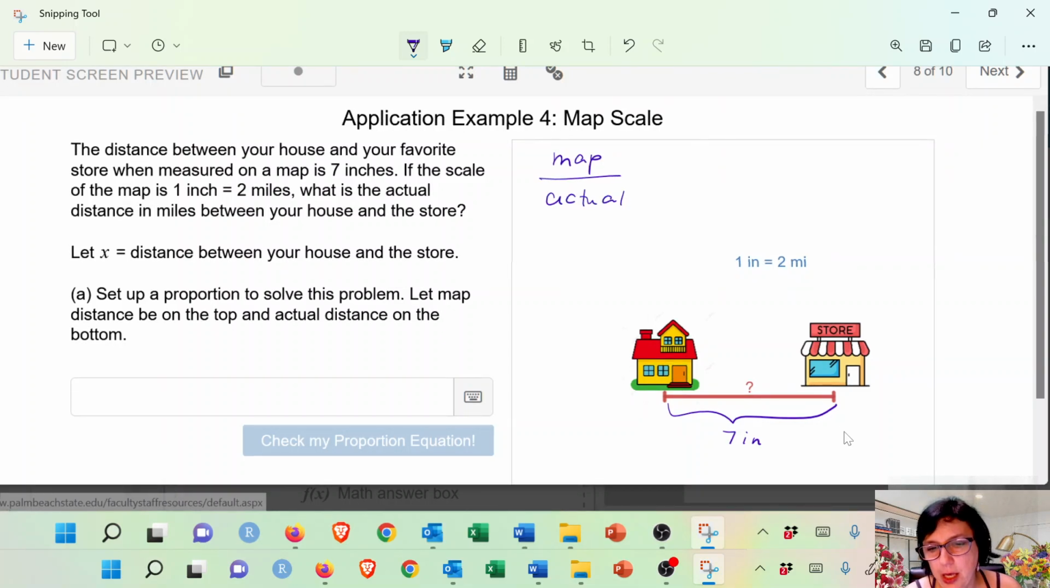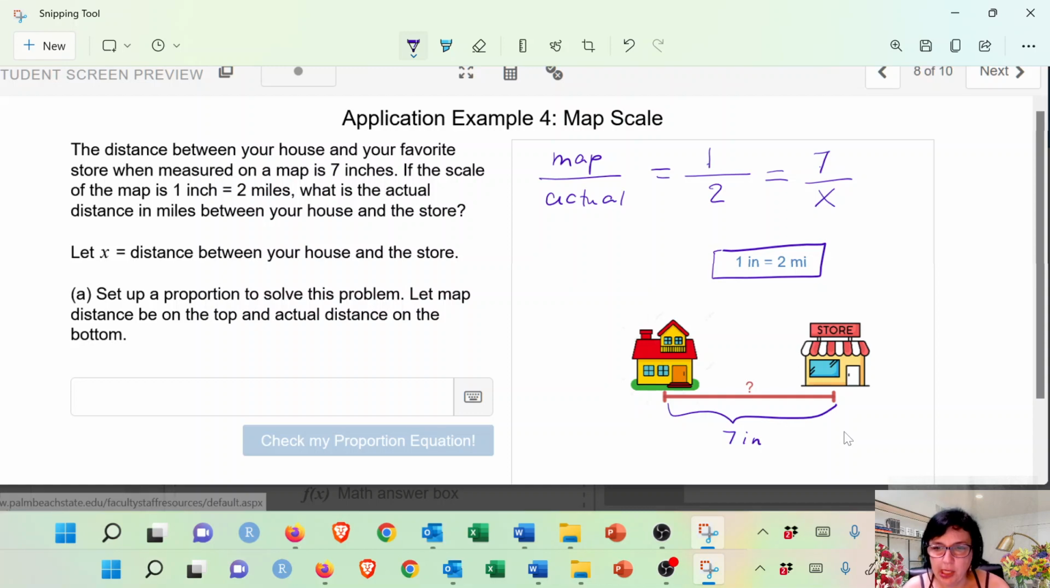So first, look, always first take the scale, right? So it'll tell you what to put. On the map, it's 1 inch. On the actual, it's 2 miles. So 1 inch goes on the top, 2 miles goes on the bottom. Now, I'm going to set up the same exact thing as far as the distance between your house and the store. So on the map, it's 7 inches and map goes on the top. So this is map, this is map. And the actual, we don't know, so that's x.